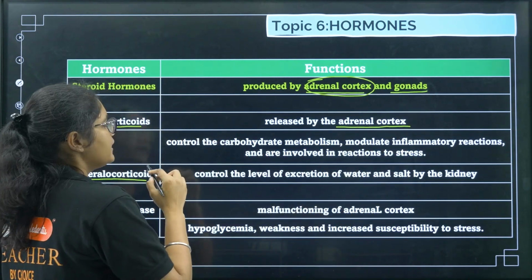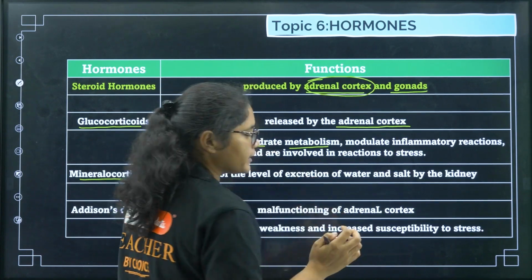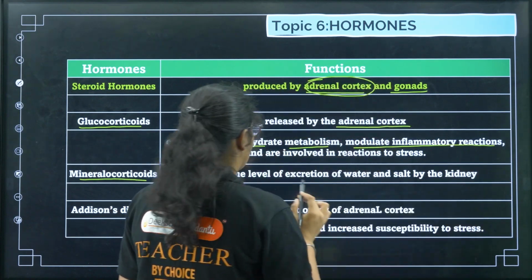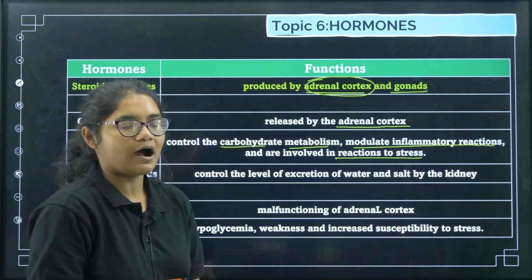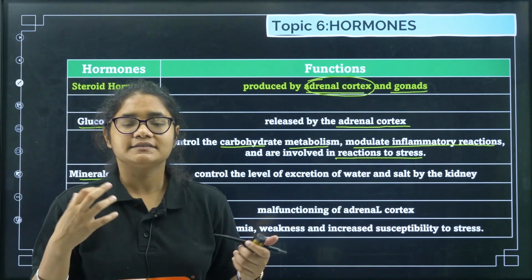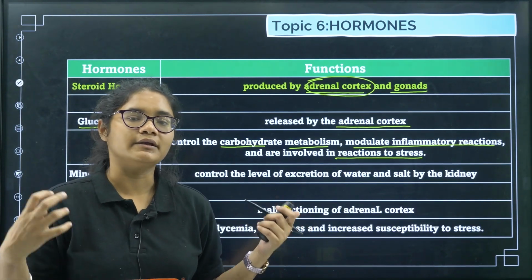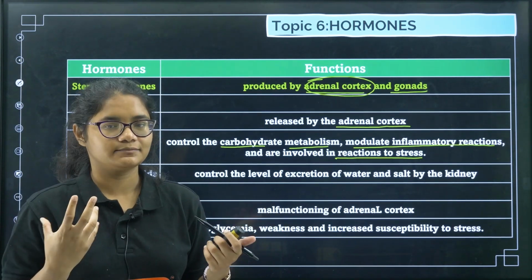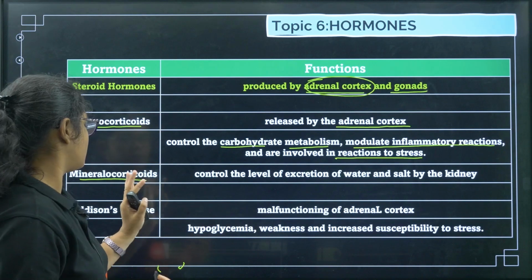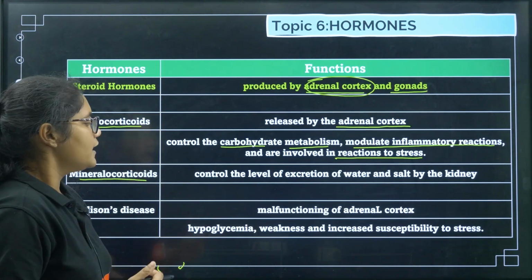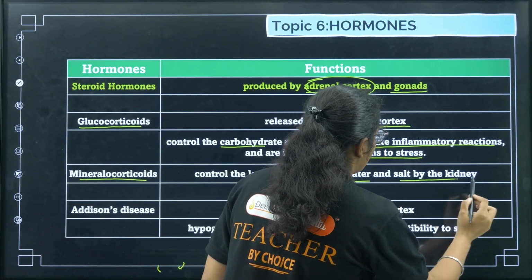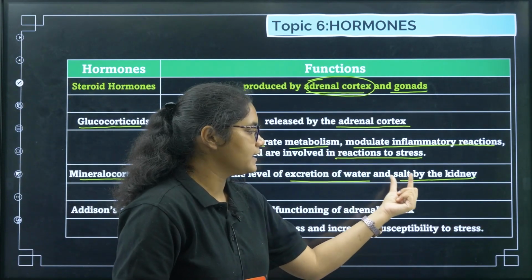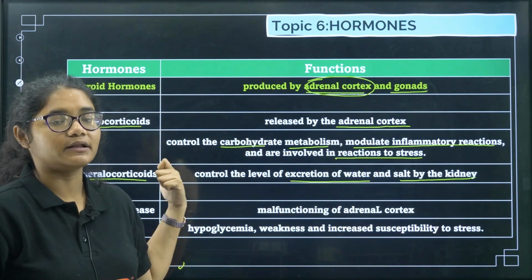Now if you see the function, glucocorticoids synthesized by the adrenal cortex, as I told you, what is their function? They control carbohydrate metabolism, okay, the role of carbohydrate in the body, modulate inflammatory reactions, and are involved in the reactions to stress. How a person reacts in stress. You might have seen some people are very cool and calm, and some people become nervous. So that all depends on your hormone, that is glucocorticoids. Okay. Next one is mineralocorticoids. As the name suggests, mineral, it controls the level of excretion of water and salt by the kidney. Excretion of water and salt by the kidney is regulated by your mineralocorticoids.